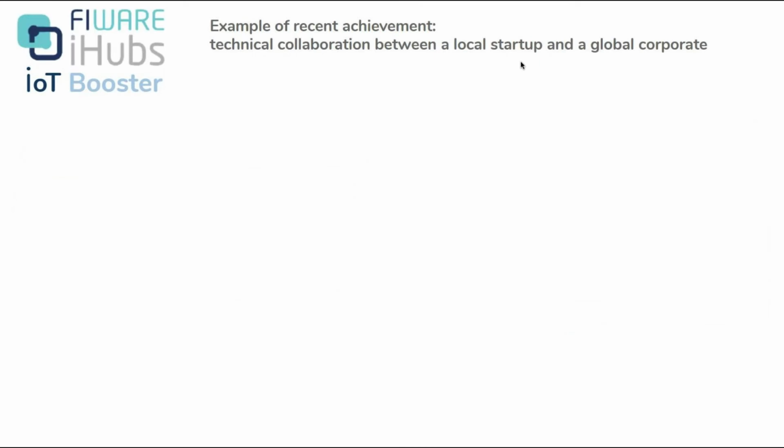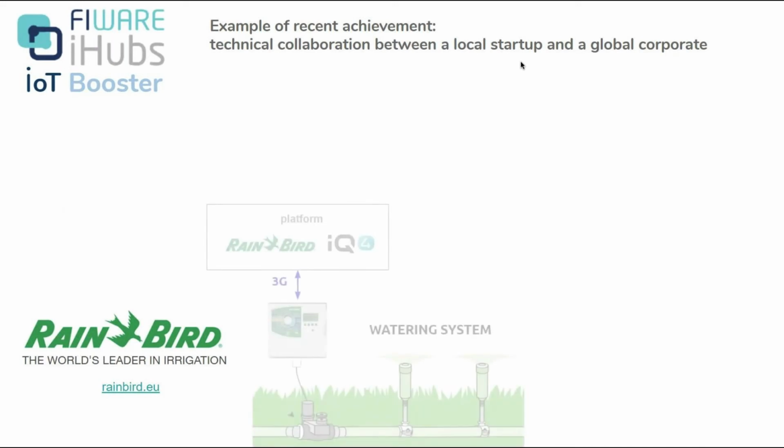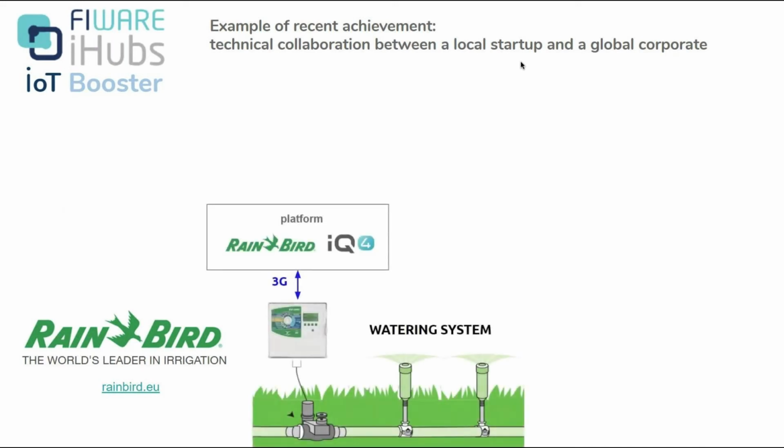A very concrete example of recent achievements has been released just last week. It's a technical collaboration between a local startup and a global corporate. This corporate is called Rainbird. It's one of the leaders in watering and irrigation. It comes from the US. And the local startup used the Rainbird technology to propose a new offer to a client.